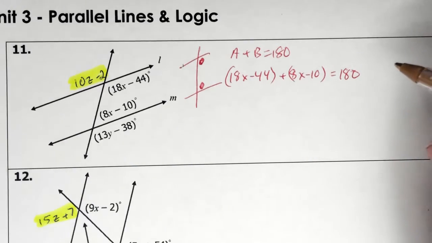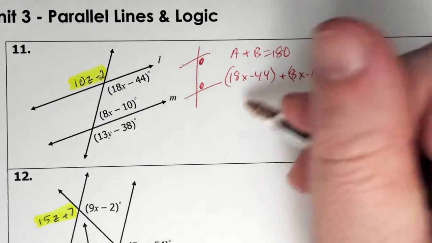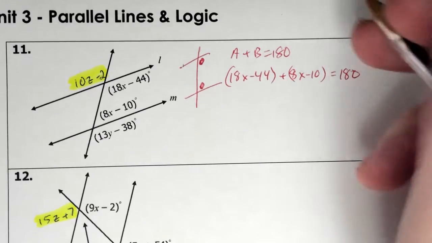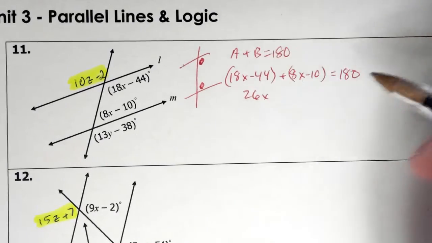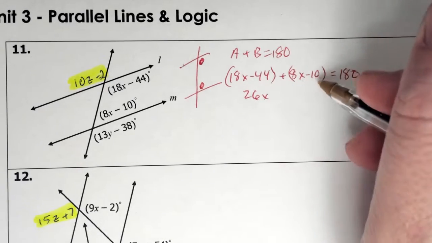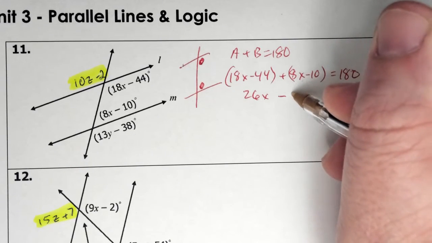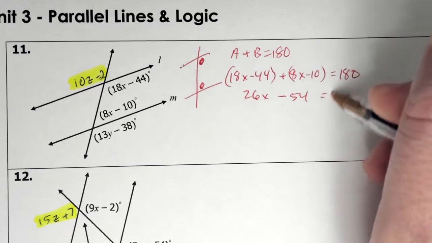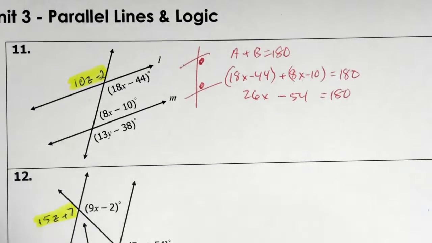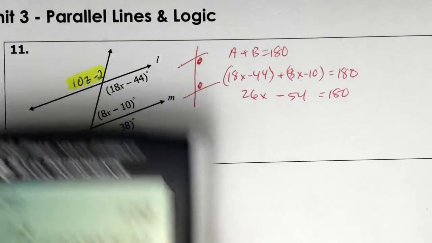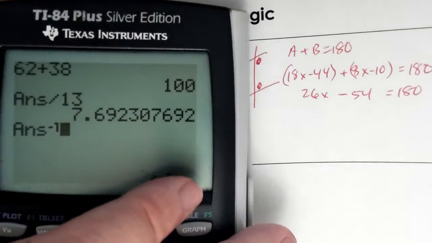Now we're just going to solve. You know how to solve it from this point on, but I'll go a little speed racer. 18 and 8 make 26. Negative 44 and negative 10 make negative 54, equals 180. We're going to add 54 to both sides. Just in case you need to know what's going on in my head, I'll show the calculator.